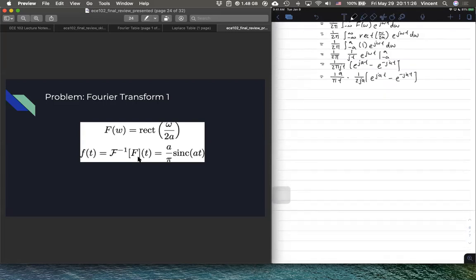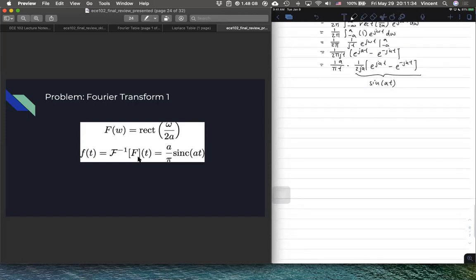So now this is just sine of at. So this whole thing just becomes a over pi t sine of at. And you can just rewrite this as a over pi sinc of at.